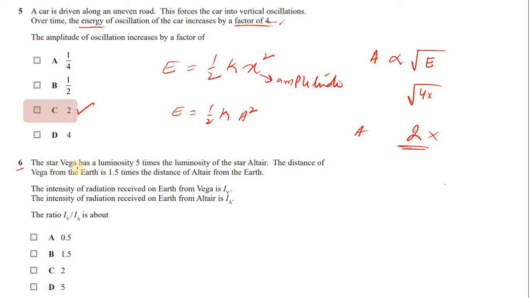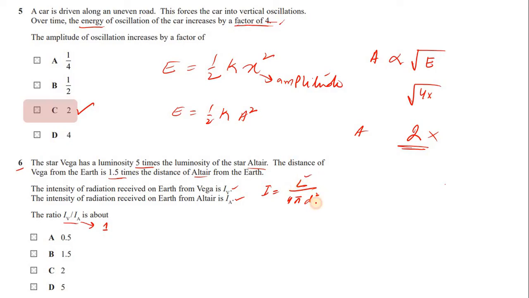Question 6. The star Vega has a luminosity 5 times the luminosity of a star Altair. The distance of Vega from the Earth is 1.5 times the distance of Altair from the Earth. The intensity of radiation received on the Earth from Vega is IV, and from Altair is IA. We need to find the ratio of IV upon IA. So intensity I in general is luminosity divided by 4 pi d squared. So if you write this expression in terms of IV and IA, we take the intensity of IA as 1 because we are taking a ratio.